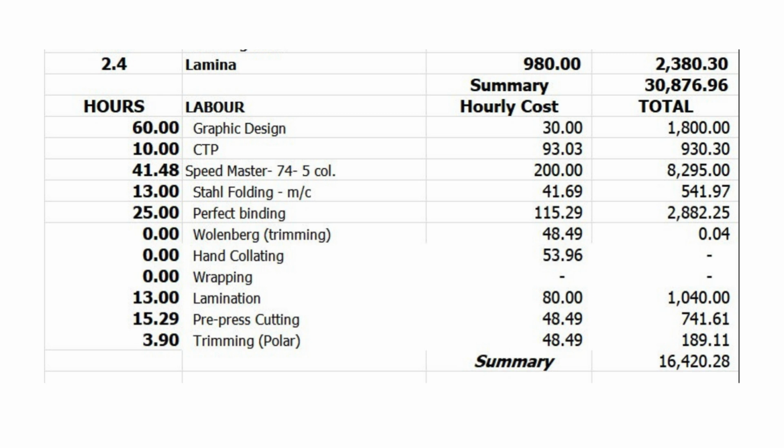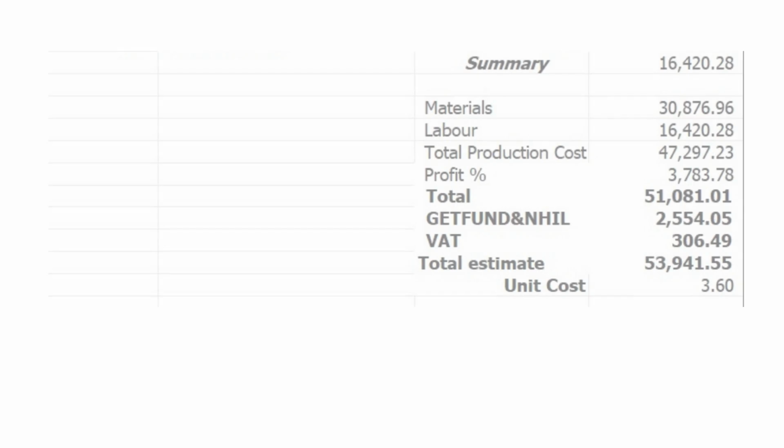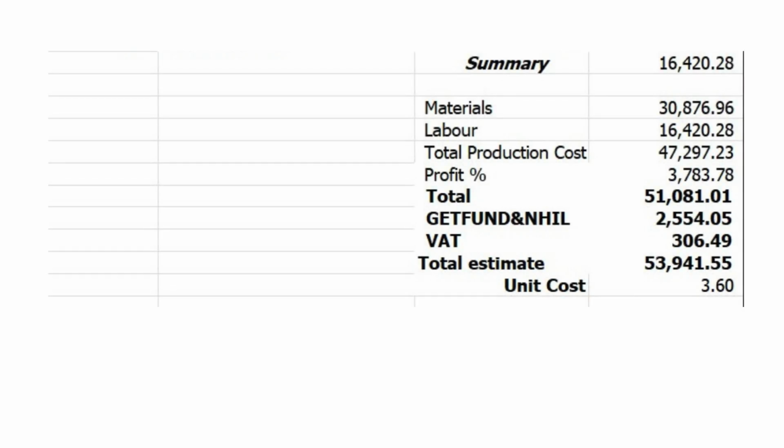And this is the conclusion. All costs, including profit, taxes, and unit price, are presented. It's time to narrow the gap, conduct thorough review, make strategic allocations, and commit to precision. You can master the art of printing estimation.